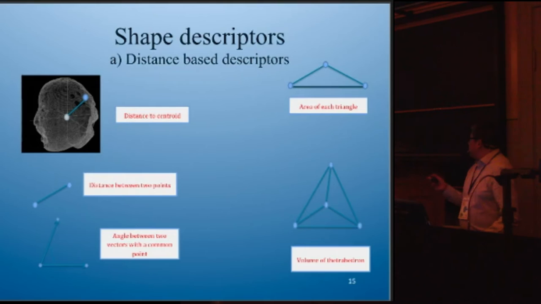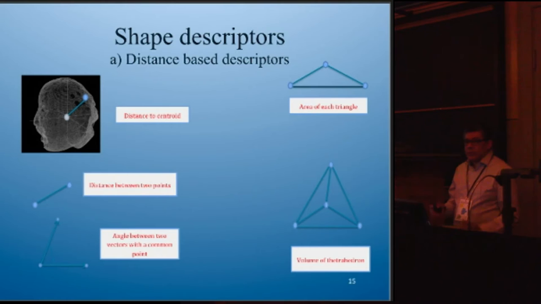One way to describe the shape of this artifact is, from the centroid of the model, to measure the distance from the centroid to the surface of the model. You can take a sample of, for example, 10,000 points on the surface of the model, and measure these 10,000 distances. Then with those distances, we create a histogram. What we compare among models is the histogram of all the models. So this is one measure. Another one is the area of each triangle. Another one is the volume of tetrahedrons on the model.